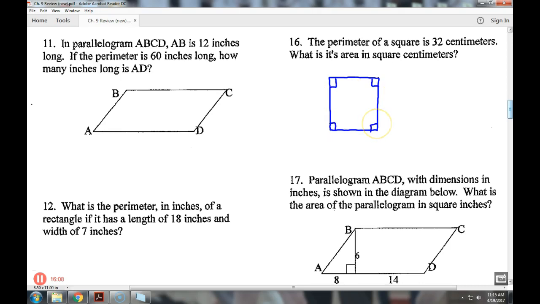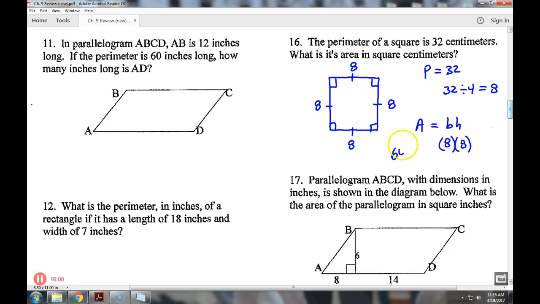Now the nice thing about a square is all four sides are equal. So if all four sides add up to 32, if I divide 32 by 4, that will tell me how much each side is. And now the area of a square is just like a rectangle. Area is base times height, or 8 times 8. So that answer is 64 square centimeters. So not too bad.